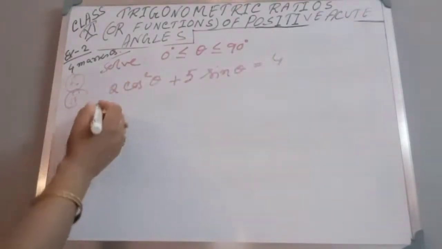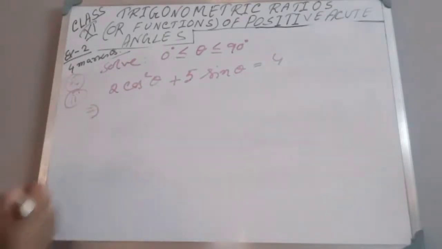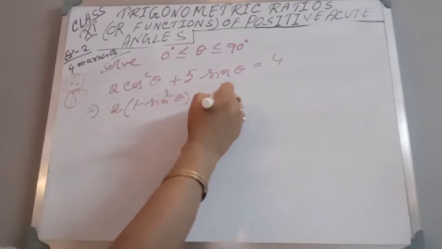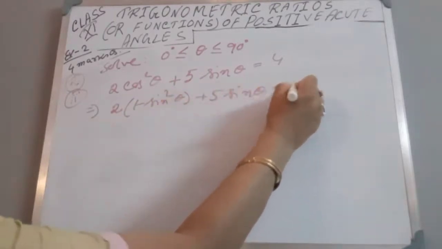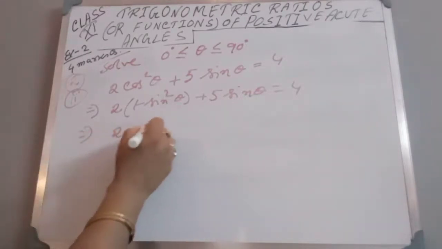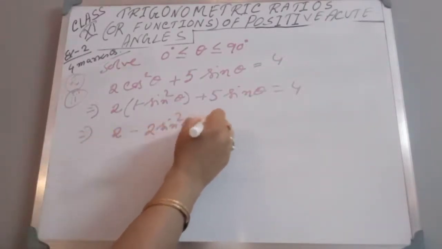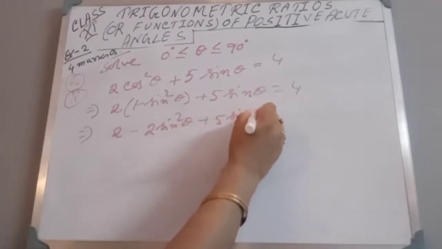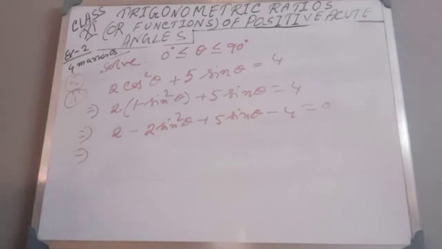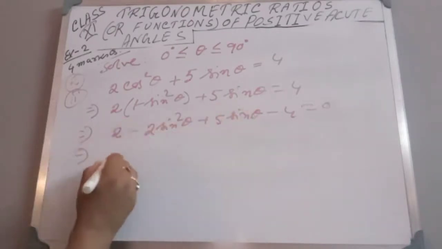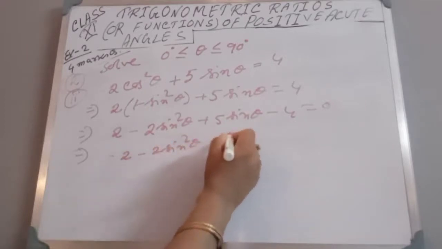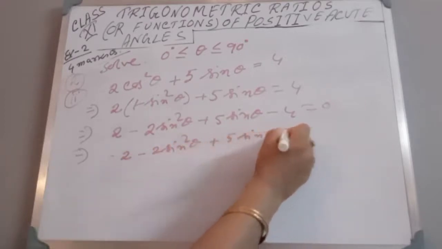Instead of cos square theta, write 1 minus sin square theta. Then what will we write? 2 times 1 minus sin square theta plus 5 sin theta is equal to 4. So it is coming 2 minus 2 sin square theta plus 5 sin theta minus 4 is equal to 0. Now 2 minus 4 is minus 2, so minus 2 sin square theta plus 5 sin theta is equal to 0.